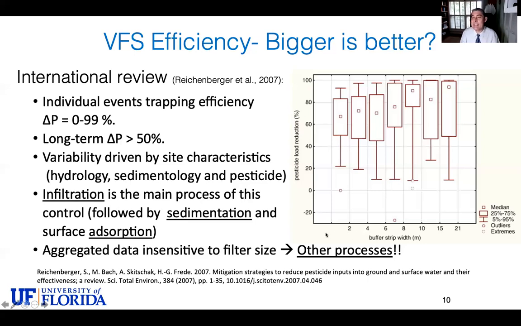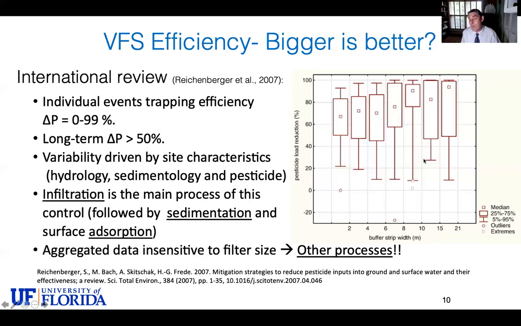The x-axis here is the size of the buffer. This buffer strip width is from the edge of the field to the water, how much land you have to dedicate to the buffer. If you multiply by 3, you roughly have feet, so 10 is about 30 feet, just to give you an idea. And on the y-axis, you have the percentage reduction. Now you could say, well, bigger is better. A large buffer stands to reason to be the most effective at reducing this runoff.